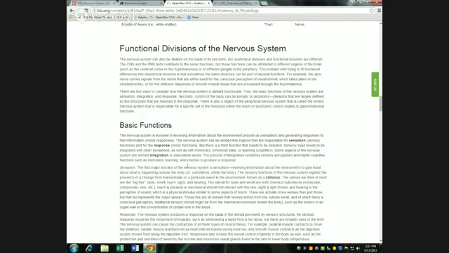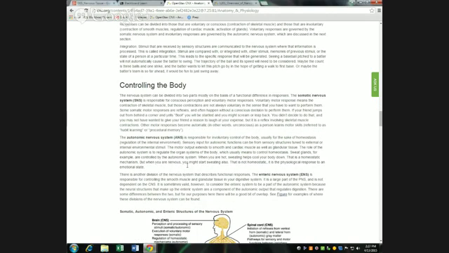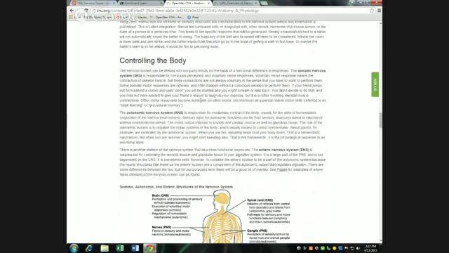So that's the basic functions. The other functional division in the body has to do with those two chapters I was pointing out. And it has to do with how we control the body. Mainly thinking about the response side of things, the motor control. We have what we call the somatic nervous system and the autonomic nervous system. The somatic nervous system is mainly about how we consciously and voluntarily respond to the world around us.